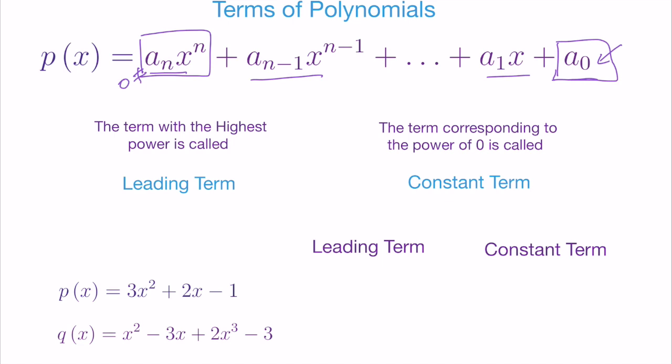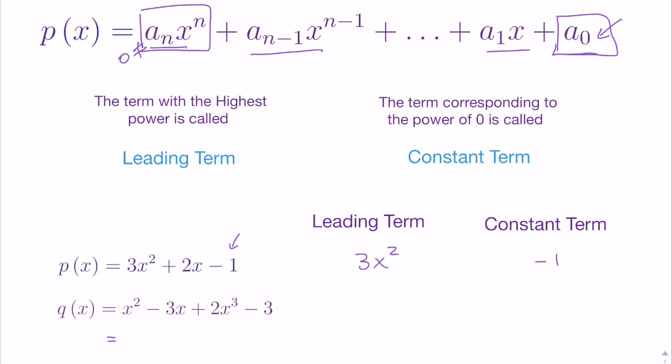So well, answer the questions here, which is really easy. What's the leading term of p of x? I know you already know, that's 3x squared. The constant term, the last one, -1. Okay, we see that q is not written in descending order, so we order it. That's 2x cubed plus x squared minus 3x minus 3. The highest power is 3, and the leading term is 2x cubed. The constant term is the last one there, which is just -3.